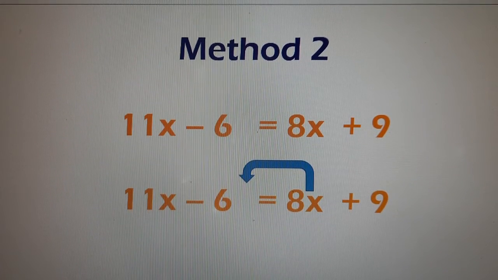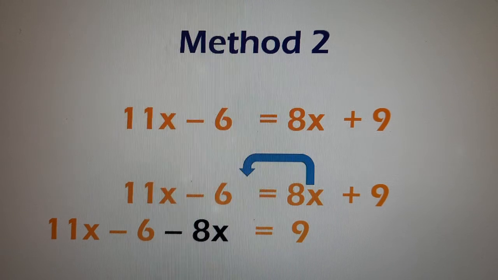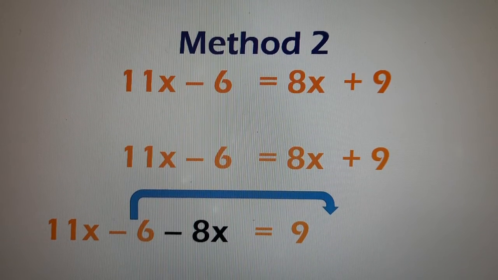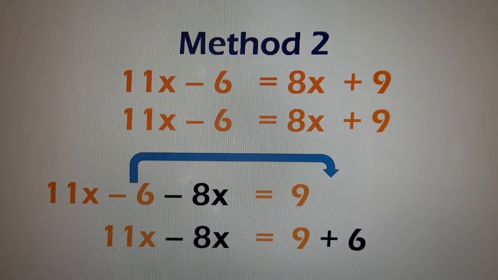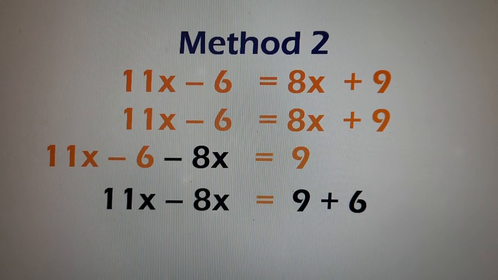First I take positive 8x to the left side. Then it becomes minus 8x, and 9 remains on the right side. Then I take minus 6 to the right side of the equation. Then minus 6 becomes plus 6. Now you can see all the variables are on the left side of the equation and all the numbers are on the right side of the equation.